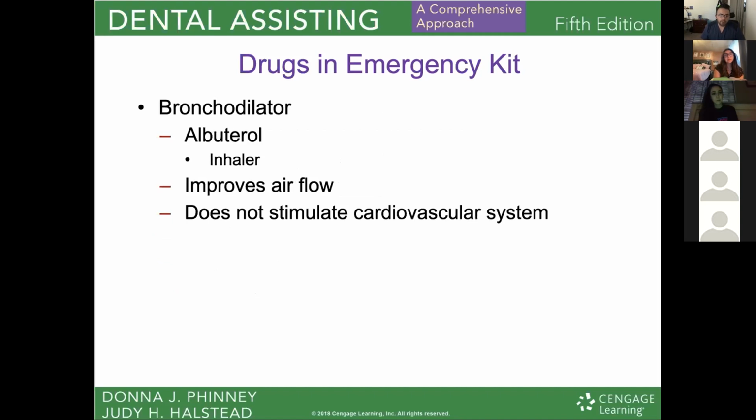All right, so one of the bronchodilators that can be used is albuterol. This is in the form of an inhaler. And what this does is it improves the airflow. It usually does not stimulate the cardiovascular system.